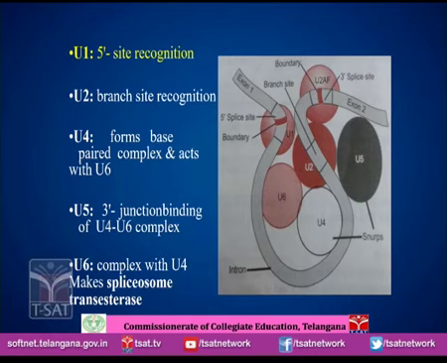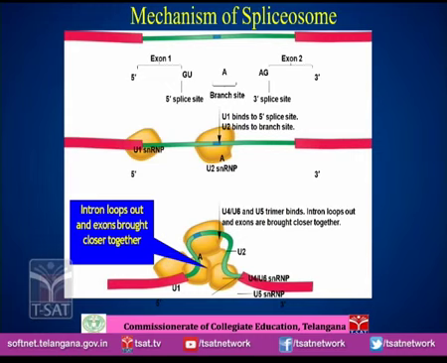This is very important. At the 5 prime site, there are splicing sites that are recognized by U1, and U2 recognizes the branch point. U4 pairs with U6, and U5 pairs with U4 and U6, and finally the arrangement will be like this, as you can see in this picture. Now let's see how exactly it operates.